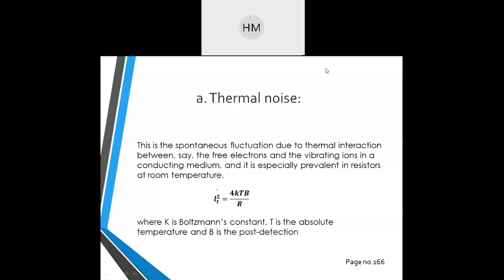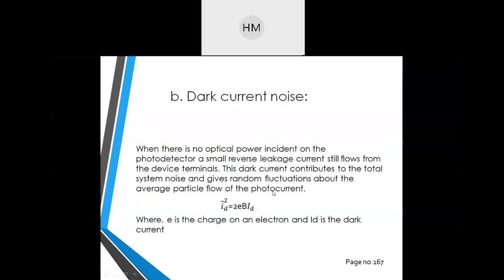Thermal noise is a spontaneous fluctuation due to thermal interaction. As temperature changes, this noise comes into existence, and its value is given by 4kTB upon R. Clear? Then we have dark current noise.